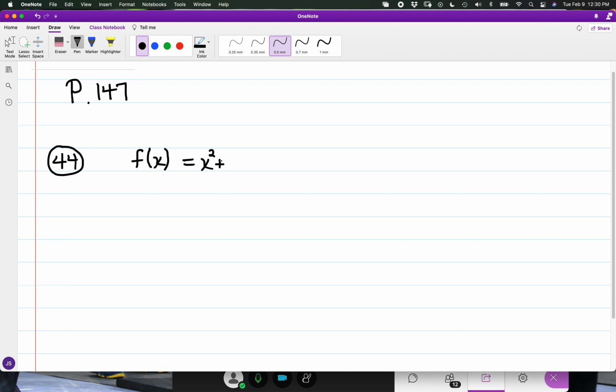And in the problem, we're looking at trying to determine just what we're going to have for f of 5. So for f of 5, we have the input at 5, and 5 is going to take the place of x. So x squared plus 3x is going to translate out to 5 squared plus 3 times 5. So we have 5 squared is 25, and 3 times 5 is 15. And for the output, 25 plus 15 is equal to 40.